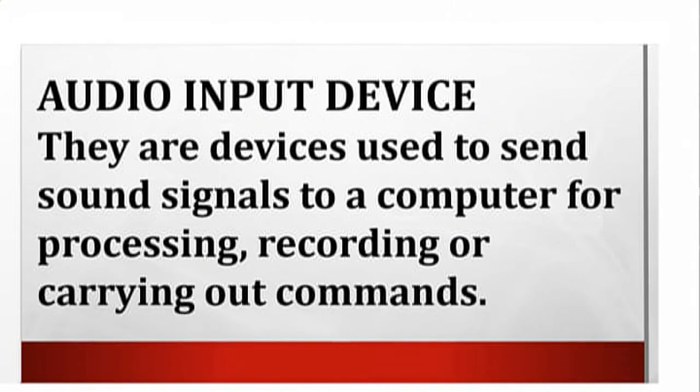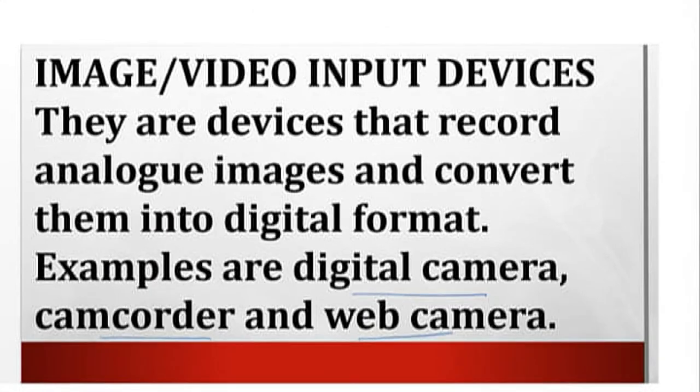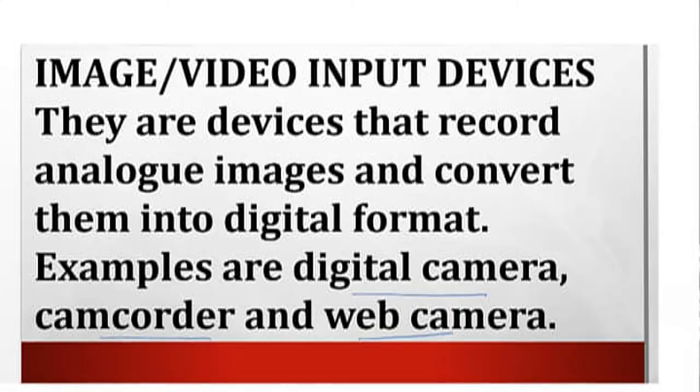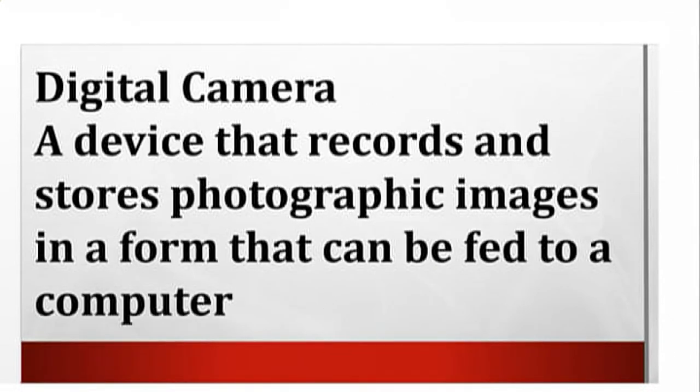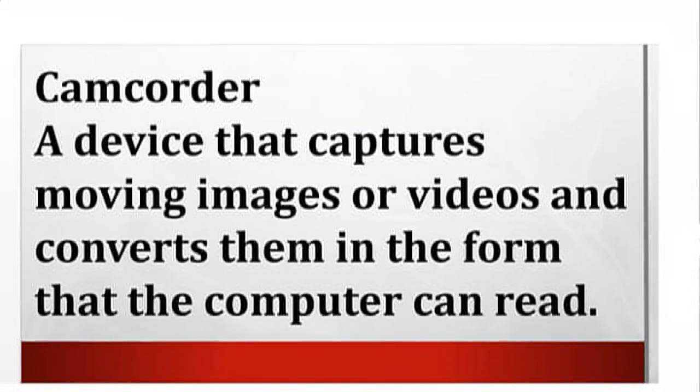Then we saw the audio input devices as the devices that convert analog sound into digital signals for processing and for recording. Examples are the microphone and the keyboard. We also saw image or video input devices. We have the digital camera to record and store photographic images. We also saw the web camera used to feed live video into the computer, and the camcorder helping us to capture moving images.